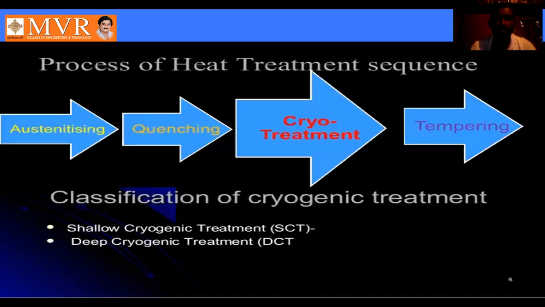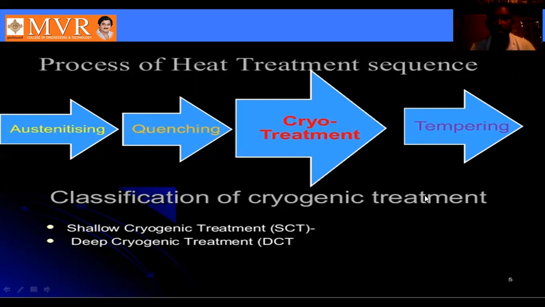So next is the process of heat treatment sequence. First is heating, asking. Next is quenching. Next is cryo treatment. Next is tempering. So these are the heat treatment sequence of the procedure. First is austenitizing, then quenching, then cryo treatment, and the final one is tempering. So it is the sequence of operations.